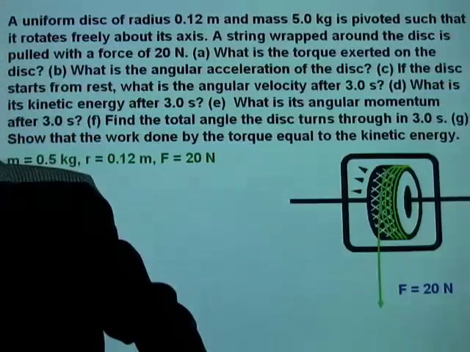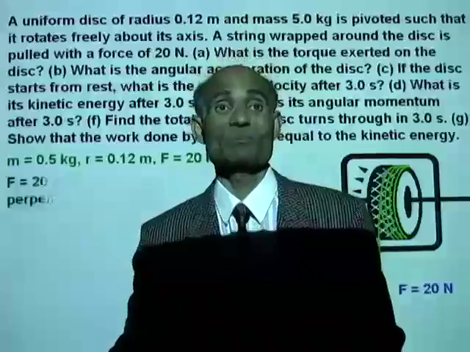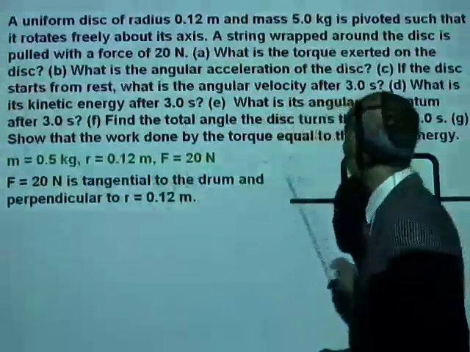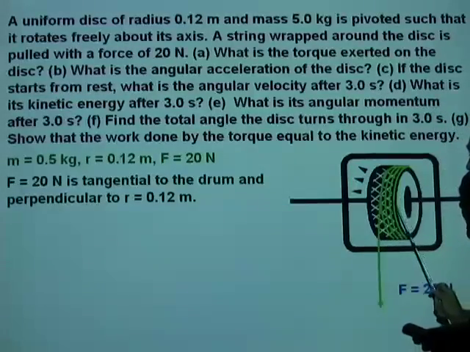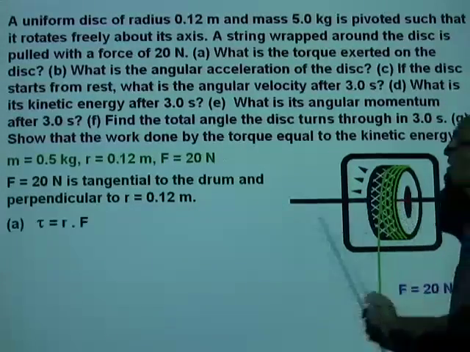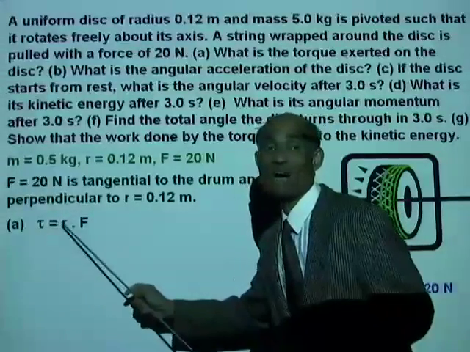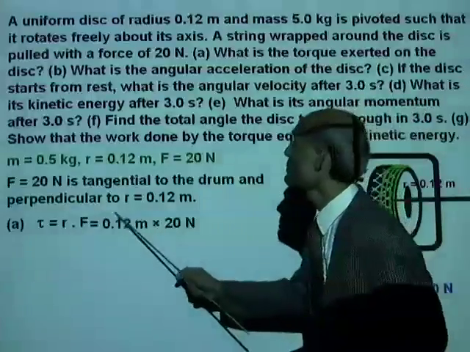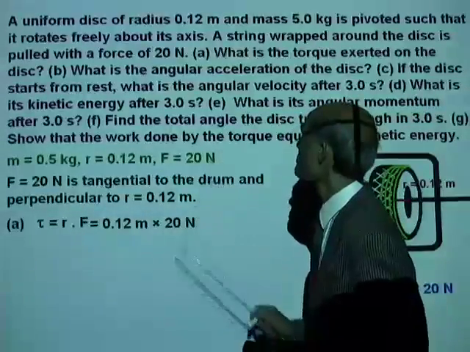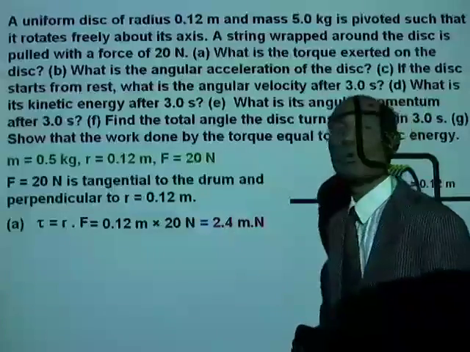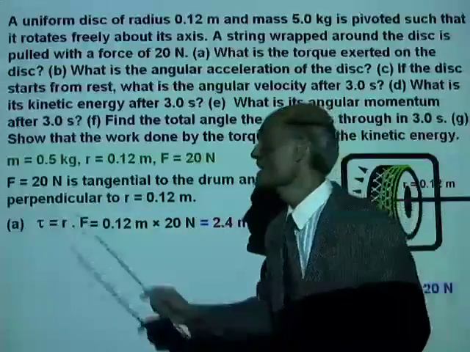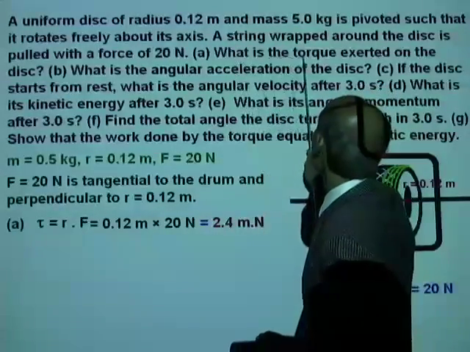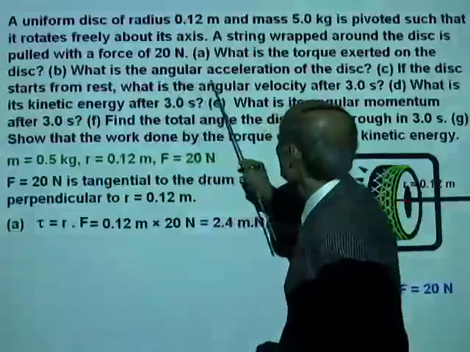As I said, it's a single step problem. Now, F equal to 20 Newton is tangential to the disk, that is, perpendicular to the radius. Therefore, torque tau equals radius multiplied by force, that is 0.12 meter times 20 Newton, which is 2.4 meter Newton, the torque produced by that force. Once you know the torque, you can find the angular acceleration.